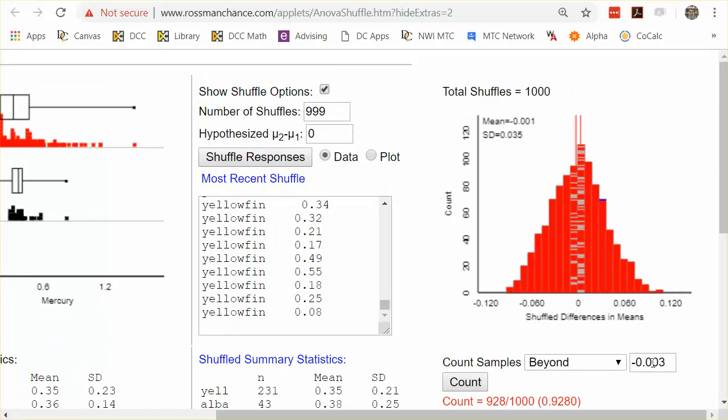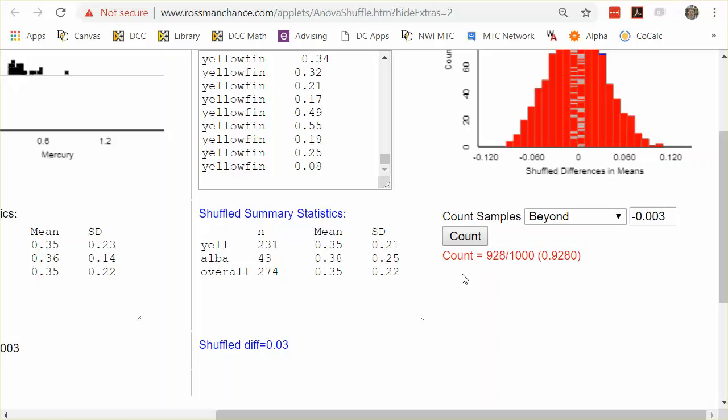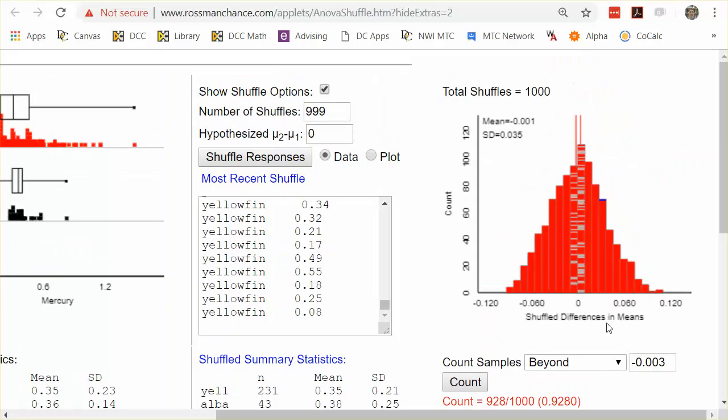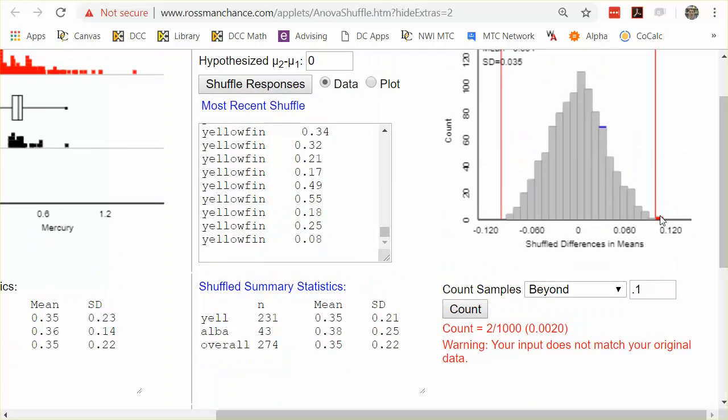And so this is a very typical kind of difference that could happen if, in fact, the two kinds of tuna have the same level of mercury in them. So we do not have very strong evidence at all that there's any difference. But if our observed difference had been something like, say, 0.1, then we could have drawn the line at 0.1, and then you see, oh, okay, only 2 out of 1,000, right? So in our case, the observed difference was right in the middle of the distribution, so we didn't have strong evidence. If it was a bigger number, then you might have had strong evidence, but we did not.